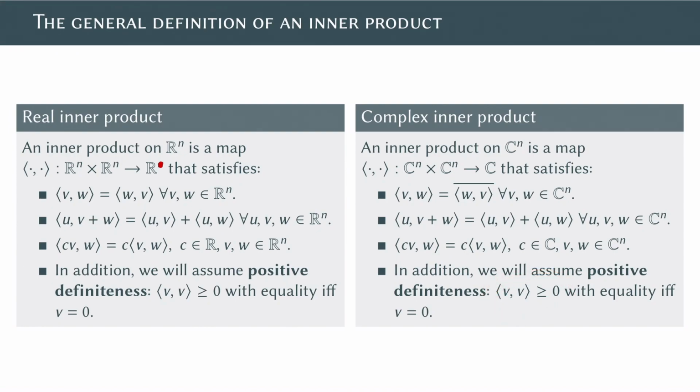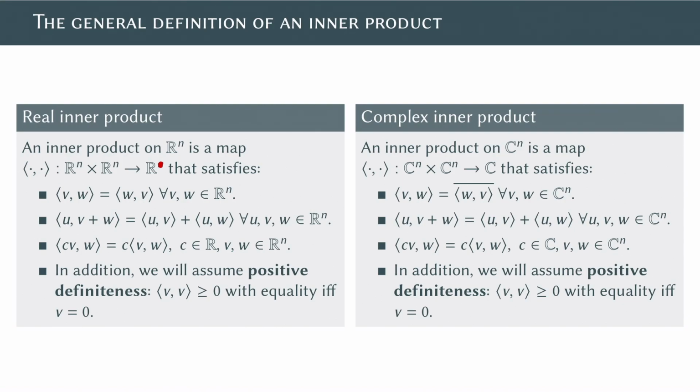Here I must make a remark that v comma v is in general a complex number. So it doesn't make sense to say greater than or equal to 0 for a complex number. So what this condition v comma v greater than or equal to 0 essentially says is that v comma v inner product should be real first of all.